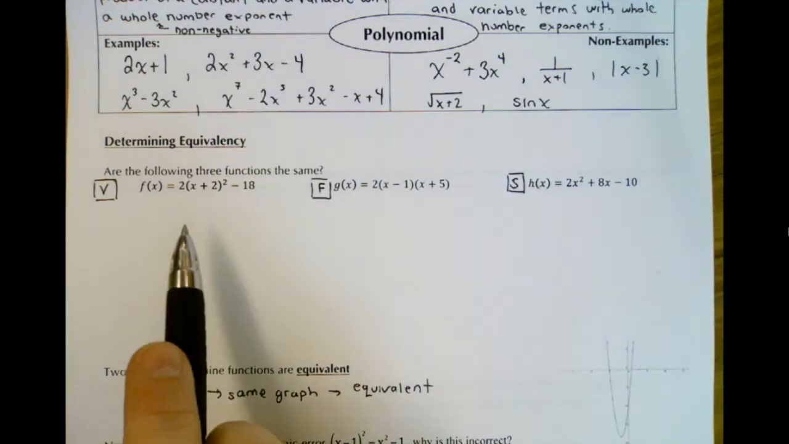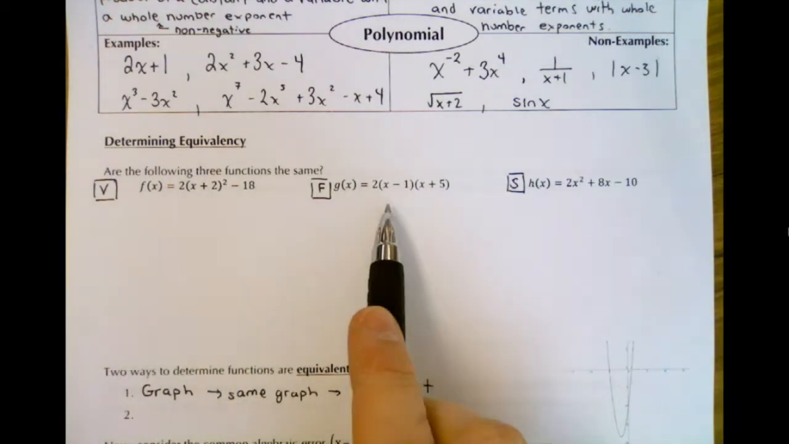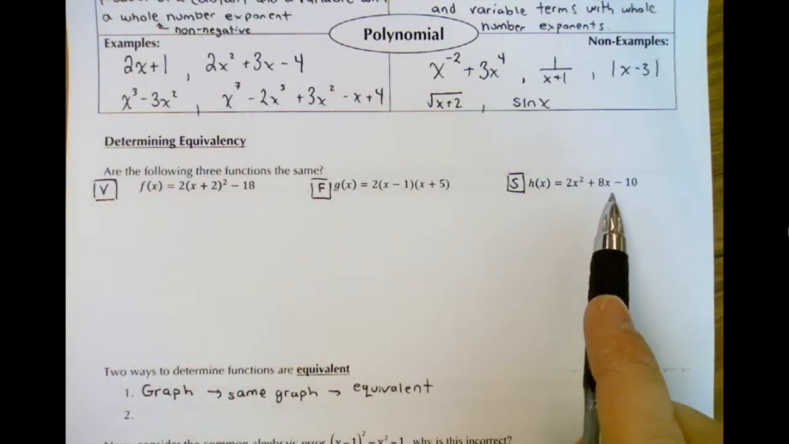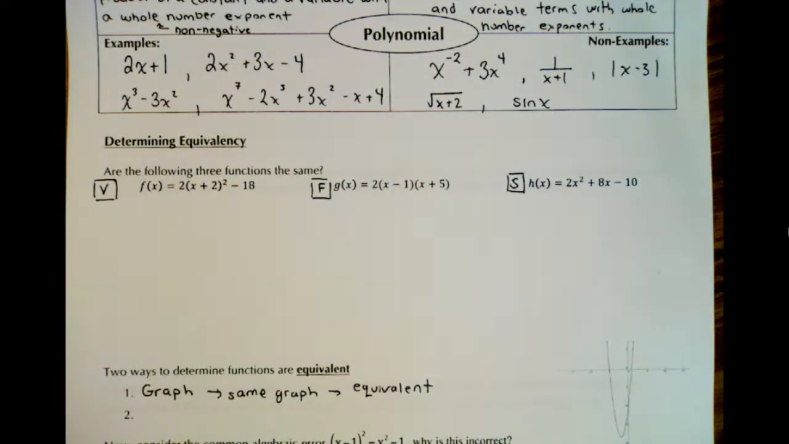But vertex form tells you stuff about the graph, factored form tells you stuff about the graph, and standard form tells you stuff about the graph too. But since they're all in different forms, it's hard to tell that they're the same. So let's change them all into one form. And the easiest way to do that is just to expand.